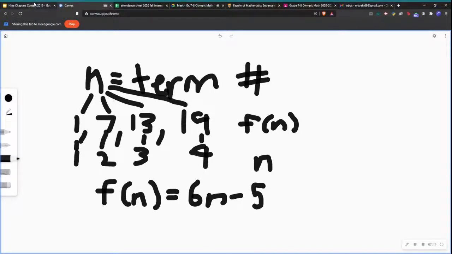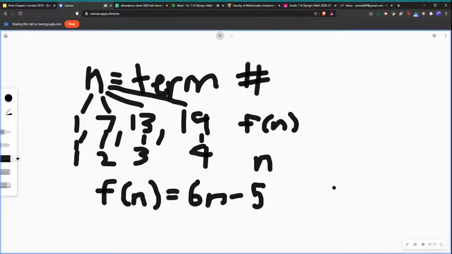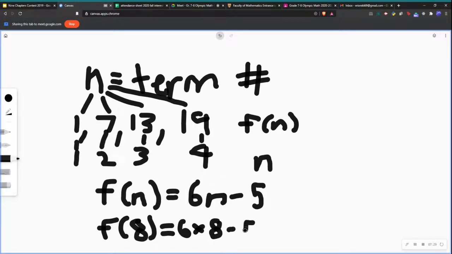You can use this formula to get any other term inside the pattern as well. The question asks for the 8th term, so we can substitute n equal to 8, or write f(8). This is just 6 times 8 minus 5. 6 times 8 is 48, and 48 minus 5 gives you 43. That's how you get the answer, 43. Anyone have any questions?